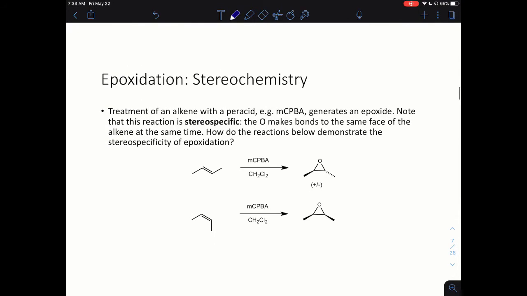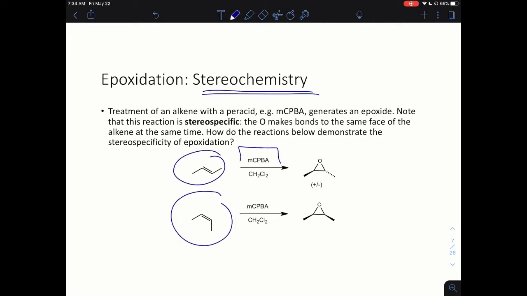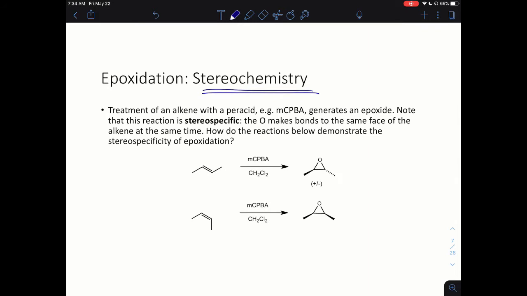Let's get to the stuff that you are responsible for, which is predicting the products of these reactions, including stereochemistry. So stereochemistry here is important. The treatment of an alkene with a peracid, such as MCPBA, generates an epoxide. We should note that this reaction is stereospecific, meaning that different diastereomers of starting material yield different diastereomers of the product. So we see that trans-2-butene and cis-2-butene yield these 2 different products.